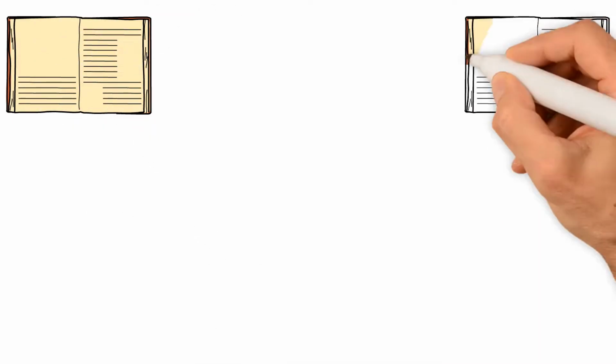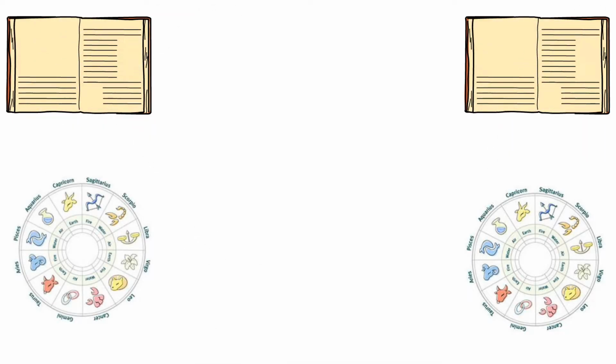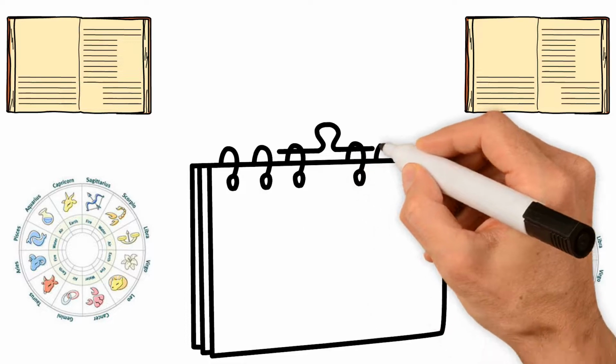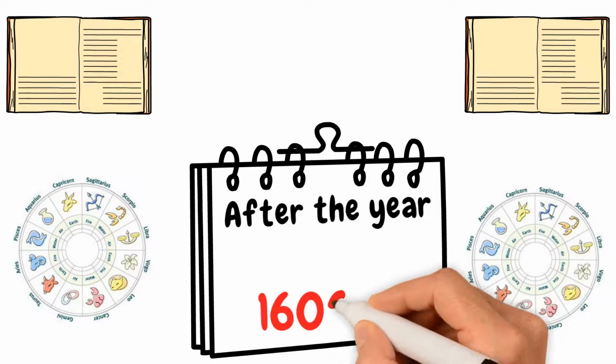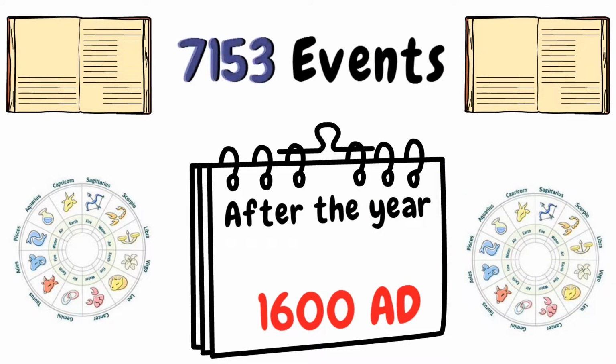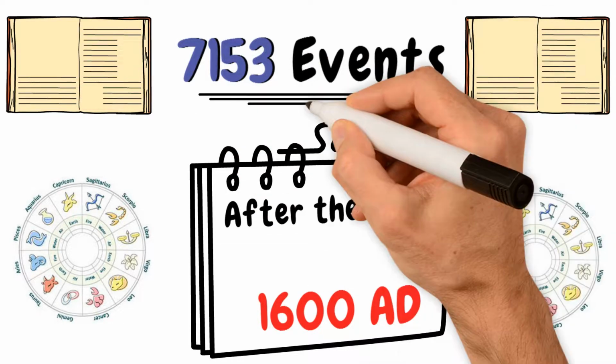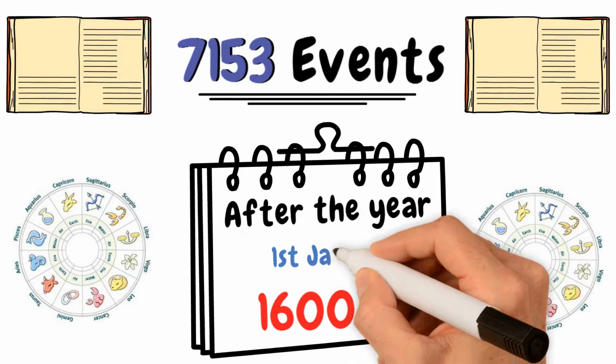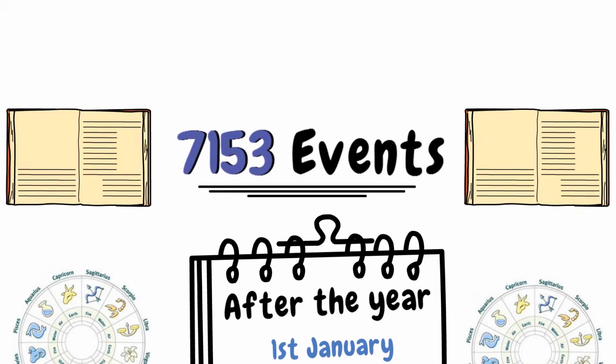The first step in cultivating the data in a provided events database was the choice to include only those events that took place after the year 1600 AD. As a result, 7,153 events in the database were found that occurred after the 1st of January 1600 AD.